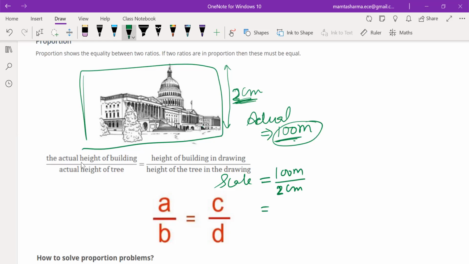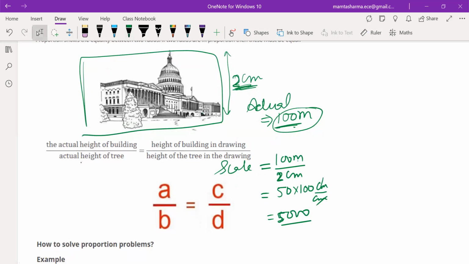So what is the scale? It is 100 meter over 2 centimeter. 1 meter is equal to 100 centimeter, so the centimeter will get cancelled out. The scale is 5000. The scale is 5000 means if you zoom this picture 5000 times, you will get the actual size of the building. Why did you multiply by 100? Because the units are not the same: here it is meter, here it is centimeter. For taking the ratio, the unit must be the same. So this scale is 5000.